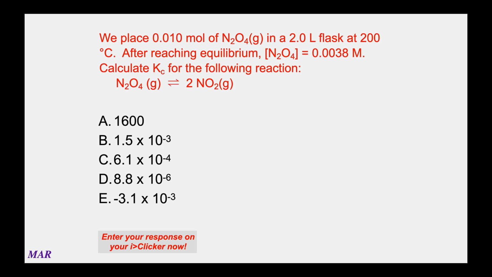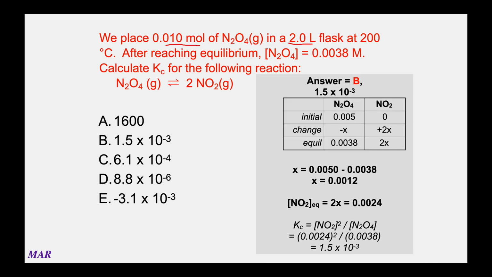Another kind of hidden thing here is that when you're dealing with ICE tables, you almost always want to use moles per liter. And you can see here that you have 0.010 moles in a 2-liter flask. So the molarity will be initially 0.010 divided by 2. That will be the initial part of the N2O4. Make sure that you always use molarity in ICE tables.